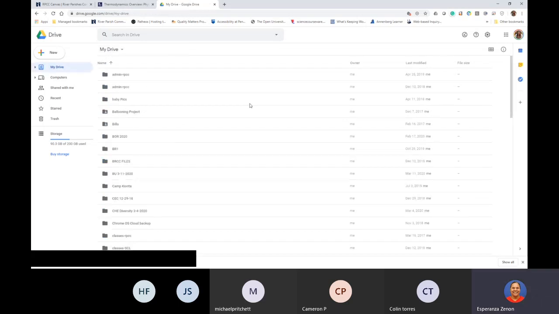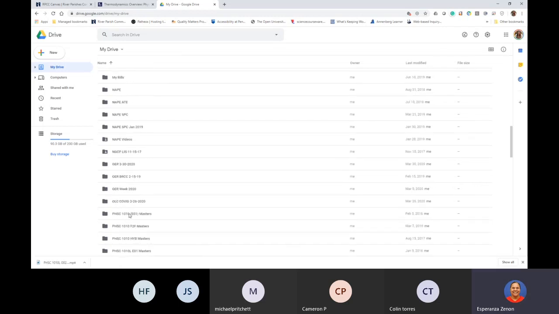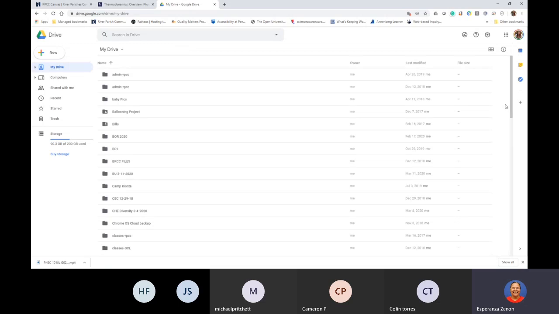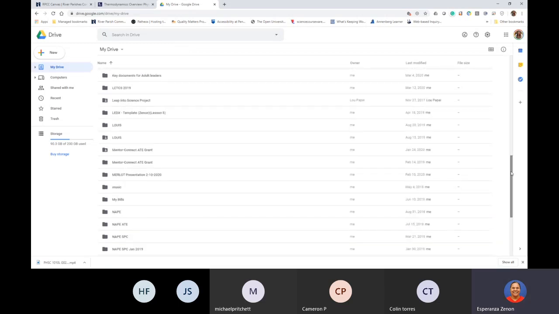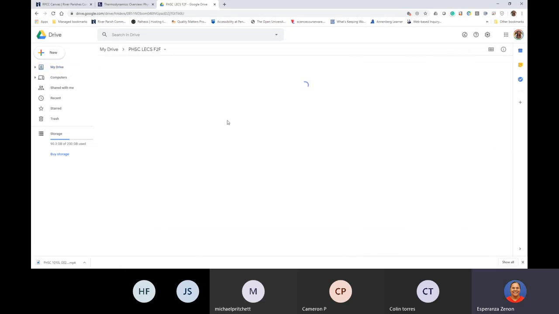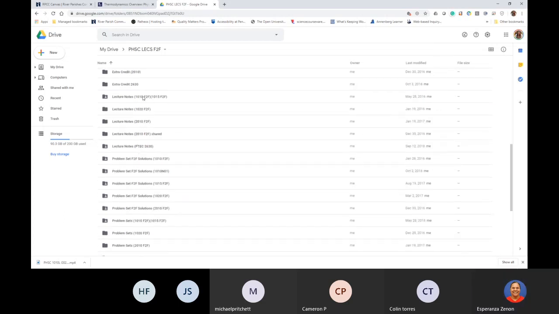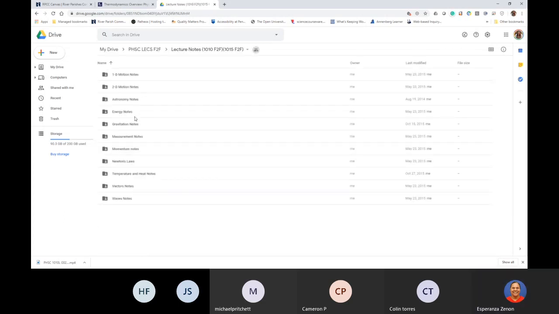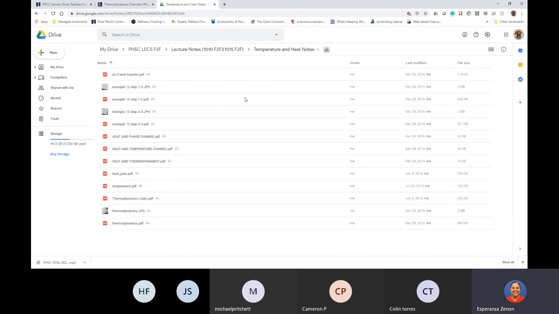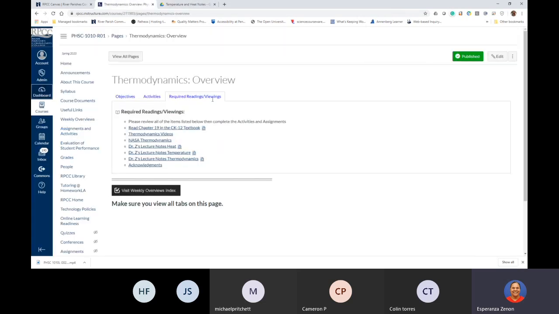Oh, wait, no, wrong folder. Let's see. I'll get there in a minute. Just trying to remember where I hit it at. There we go. All right. So I will share a link to this material after I'm done. I'll put it in the required readings viewing section.